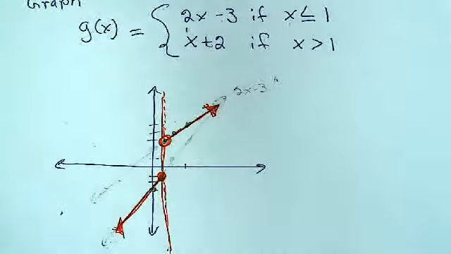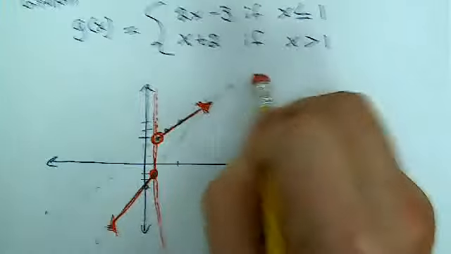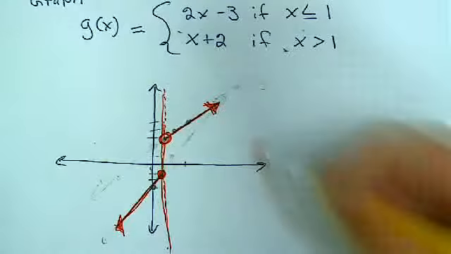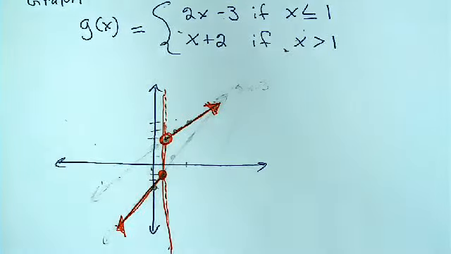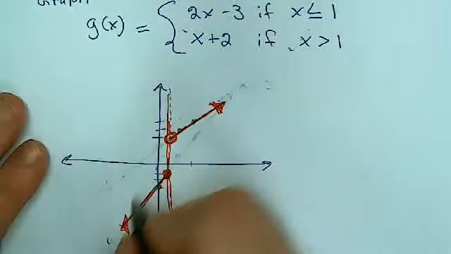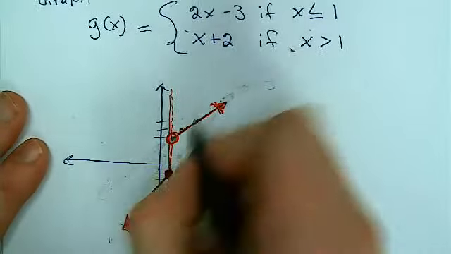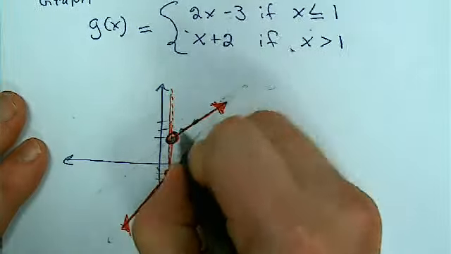And what's left, this is not the best eraser here, but it gets the job done. When I look at what's left, I've got the first rule gets me all the way up to and including 1. Then I jump up, I switch to this, and then I continue.